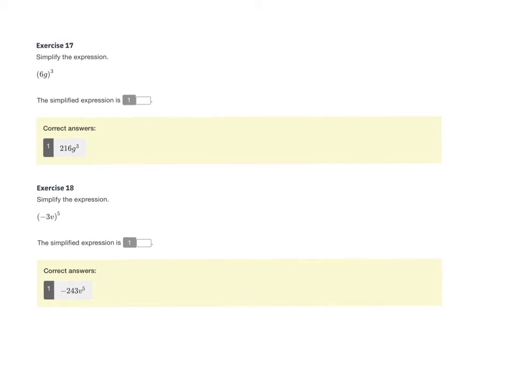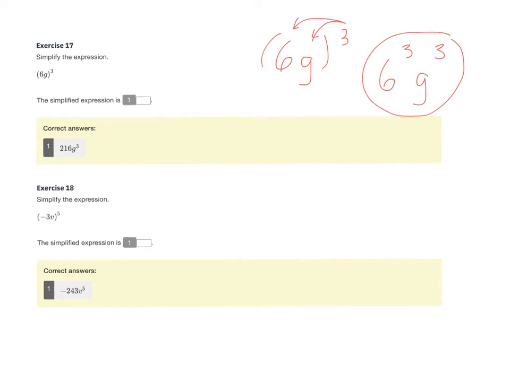Exercise 17, this is now the one where we share the exponent to the terms. So this is going to be 6g to the 3rd. We're going to share it to both terms. So we should get 6 to the 3rd, g to the 3rd. And I'm not sure if Big Ideas accepted this, but it looks like because of their answer, they wanted you to take this as far as you could. So if we did 6 to the 3rd on our calculator, 6 to the 3rd is 216, so 216 g to the 3rd.